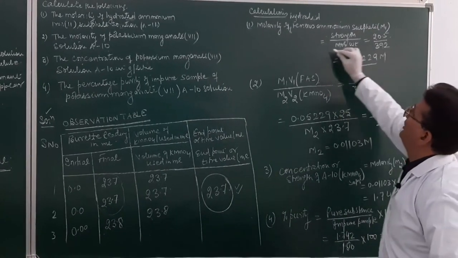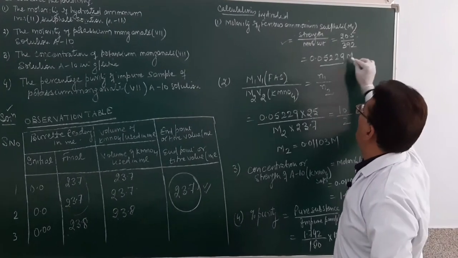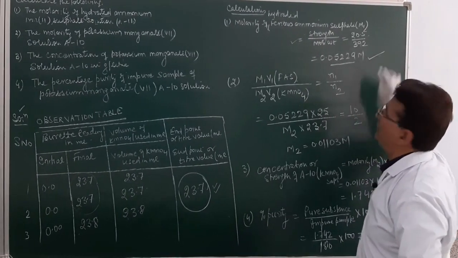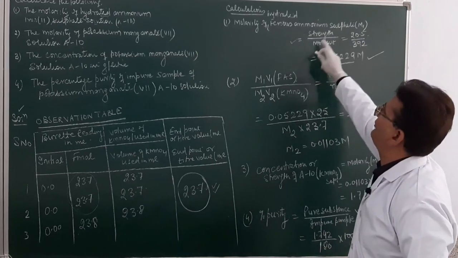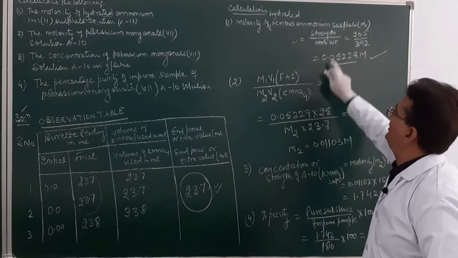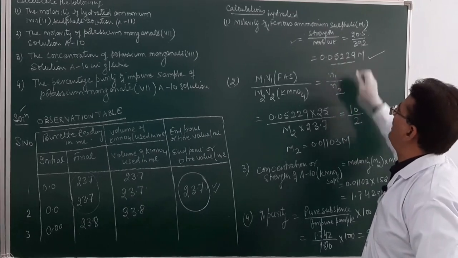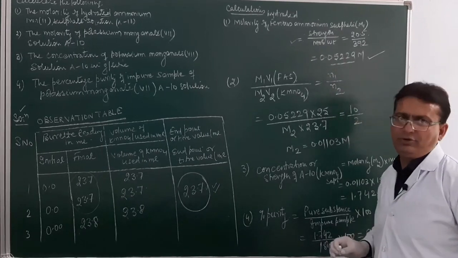Marking scheme on the board: a mark for the formula, and a mark for the answer with unit. Am I clear? So how will we find out the molarity of ferrous ammonium sulphate? Strength upon molecular weight, this will be equal to 0.05229 molar, with the unit over here.